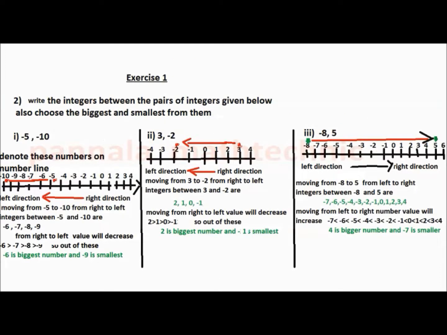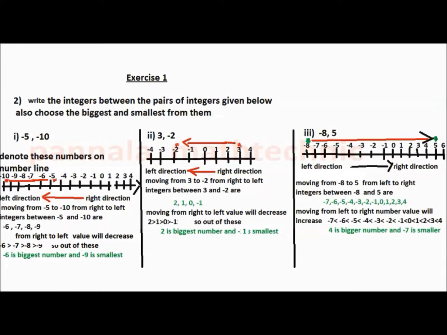Write the integers between the pairs of integers given below. Also choose the biggest and smallest from them. The numbers given are minus 5 and minus 10, marked on the number line. Between minus 5 and minus 10, there are minus 6, minus 7, minus 8, minus 9. We are going from minus 5 towards the left to minus 10, so the number value will decrease.